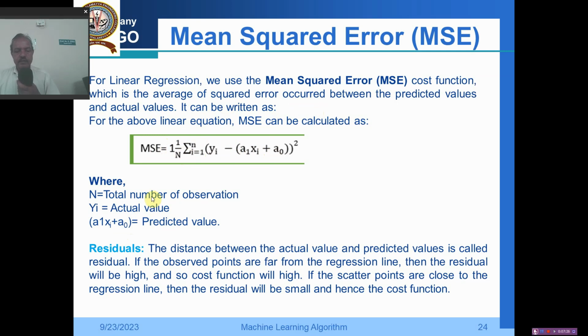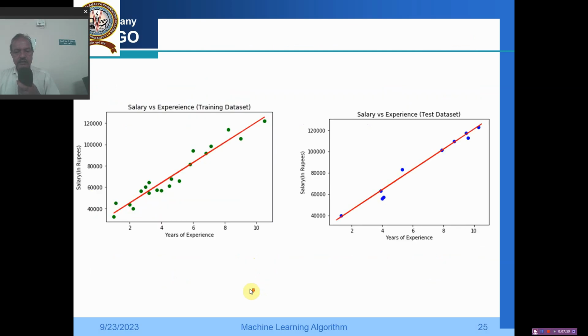Now what are residuals? The distance between the actual value and the predicted value is called the residual. If the observed points are far from the regression line, then the residual will be high, and so the cost function also will be high. Now our job is to reduce this cost function. Okay, that is the thing.